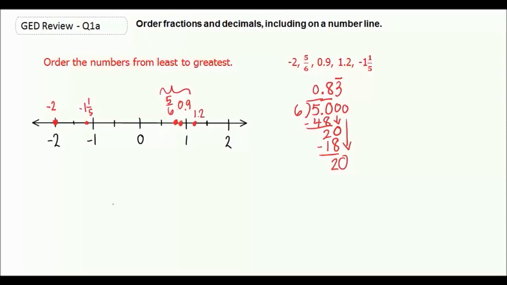So if we put them in order from least to greatest, it would be -2, -1 and 1/5, 5/6, 0.9, and 1.2.